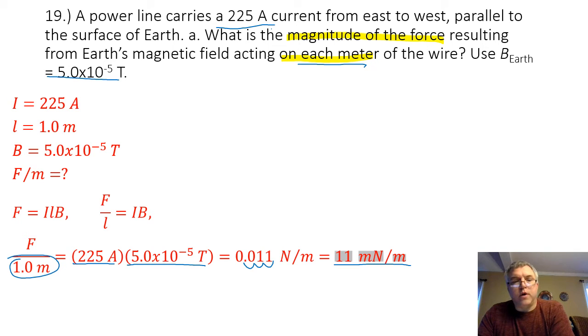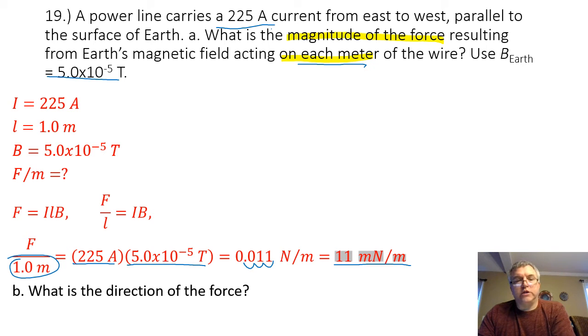The next thing that they want us to find is the direction of the force. So if I go back into the problem, I know that my current is running from east to west. So my current is going in this direction. And if you remember from the PowerPoint when we talked about the Earth's magnetic field, we know that the magnetic field runs from the south pole, the south magnetic pole, which is actually a north pole. If you consider the Earth being a large magnet, that's the north pole down on the south or the bottom of the Earth, and the south pole on the top of the Earth.